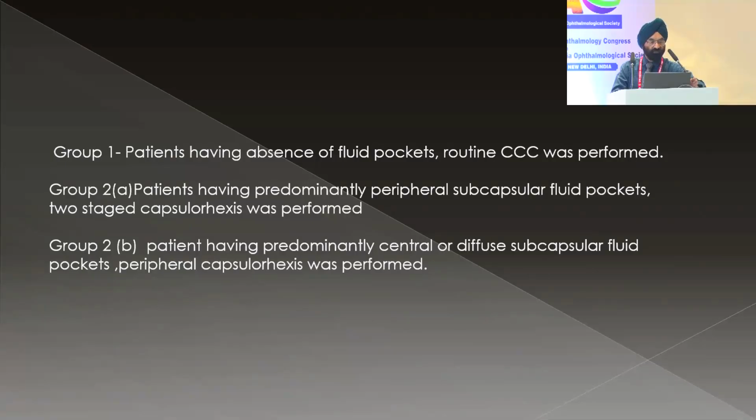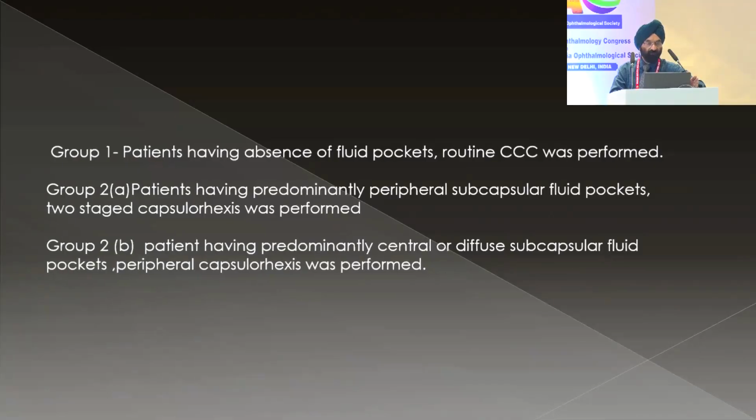Group 1 was 25 patients with absence of fluid pockets, where routine CCC was performed. Group 2 patients had peripheral subcapsular fluid pockets, where we did 2-stage central capsular access, because when there is a peripheral subcapsular fluid pocket, you can still touch the center without any risk. But in patients with a predominantly central fluid pocket, with tense bulging fluid making the capsule very tense centrally, we did not touch the center of the capsular bag and went through the periphery, which we labeled peripheral capsular access.